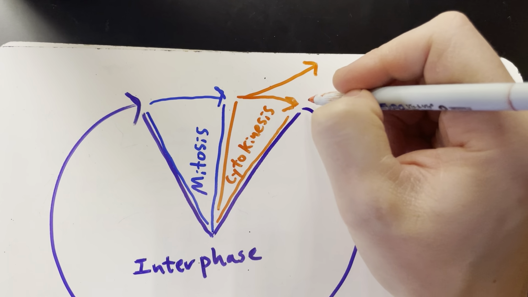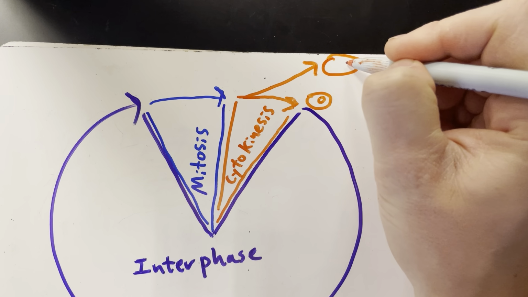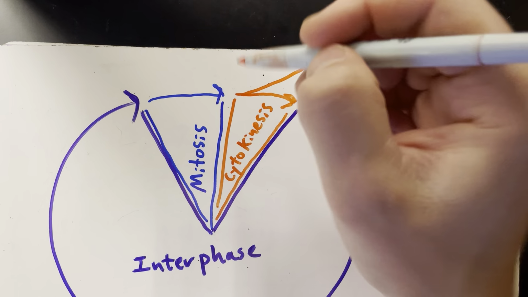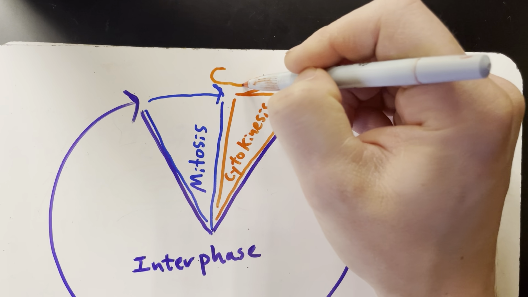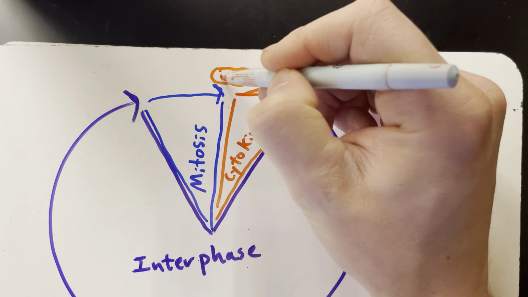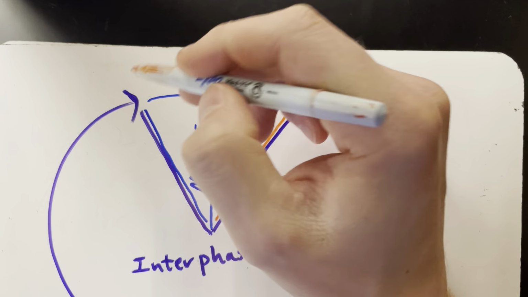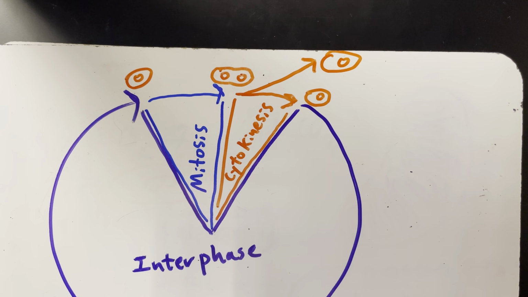So here's our daughter cell and our other daughter cell. Should have drawn them the same size. Mitosis. We have 2, at the end of mitosis, we have 2 separate nuclei. And at the beginning of mitosis, we have just one cell with one nucleus.